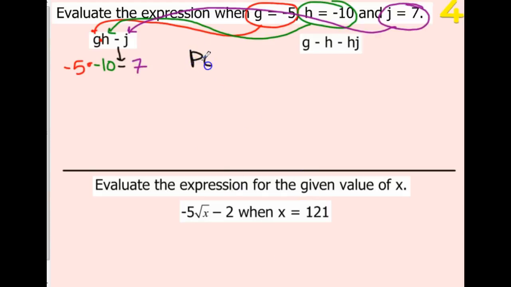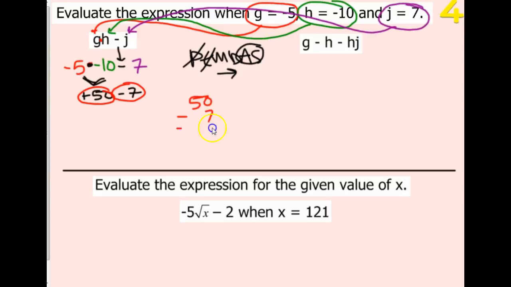So we are following the order of operations. There's no parentheses, there's no exponents, but we do have multiplication. So let's multiply. Two grumpy people, they'll get along, so I know it's a positive. 5 times 10 is 50. And then we just have addition and subtraction. So we have a positive 50 and a -7, different sign, subtract. 50 minus 7, well, I'm going to borrow. 10 minus 7 is 3. So our answer is 43. More positive, so it's positive.